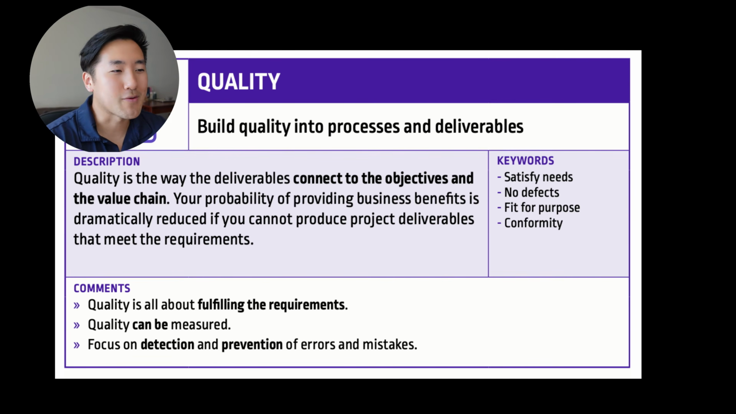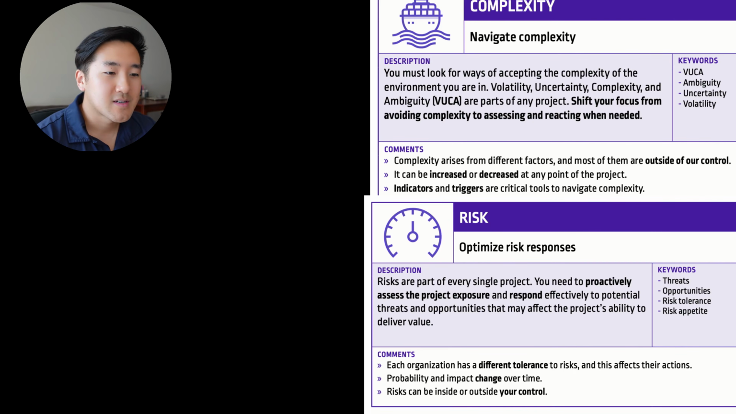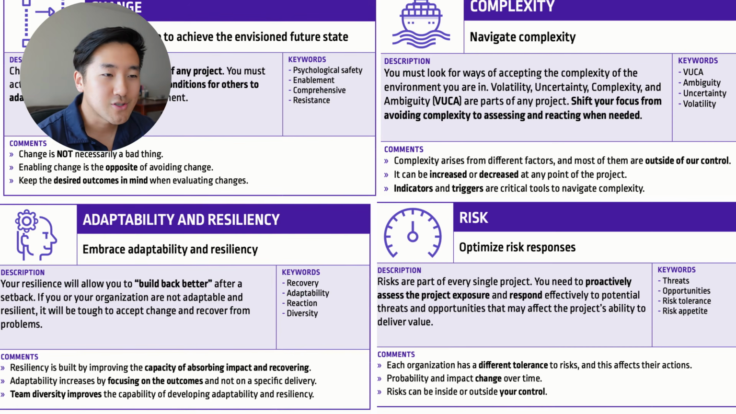So quality is really important. Getting feedback from your clients, taking that feedback, adjusting as needed, and making sure you're testing whatever it is that you and your teams are building so that when it comes time to being used, it meets the expectation of your client. Okay, so the next 4 are complexity, risk, adaptability, and change.